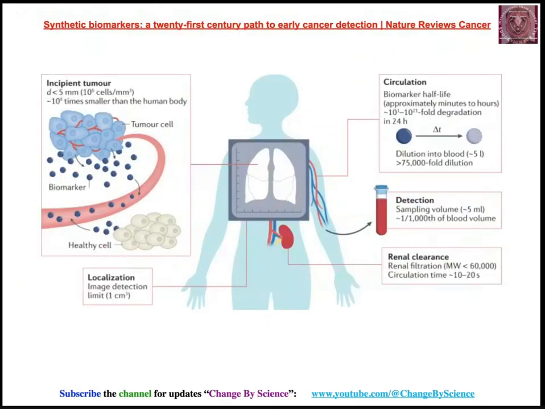Now, the next approach is synthetic biomarkers, which is also becoming promising. The title of this review paper is Synthetic Biomarkers: a 21st Century Path to Early Cancer Detection, and the journal is Nature Reviews Cancer. Here you can see from this graphical abstract how you can proceed with biomarker discovery and the early cancer detection steps.